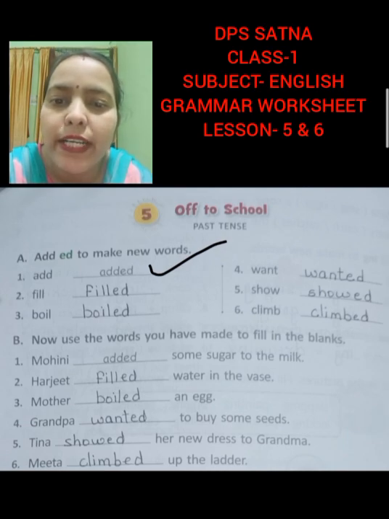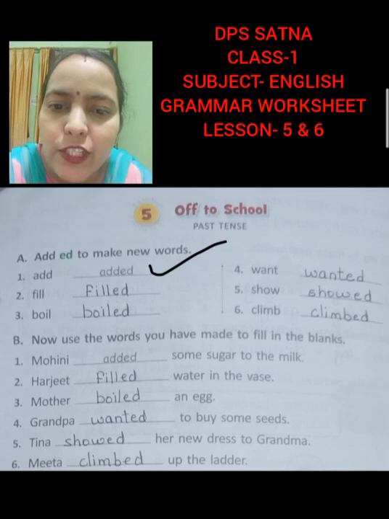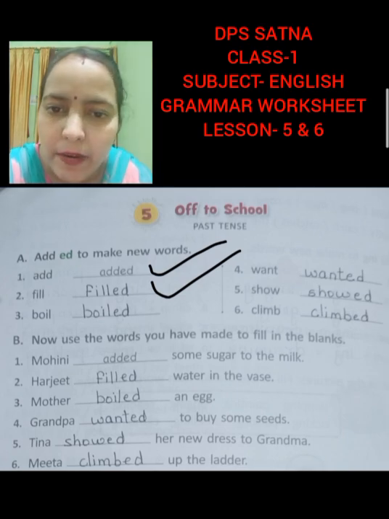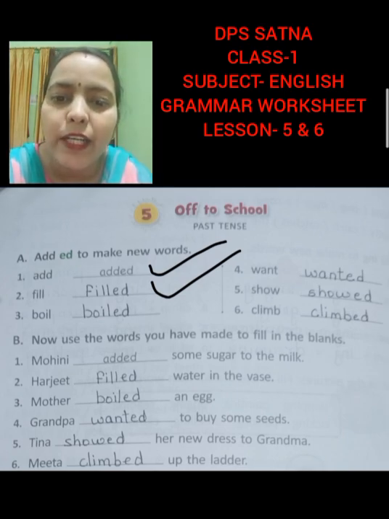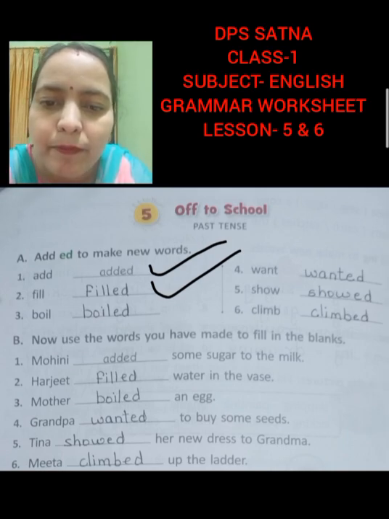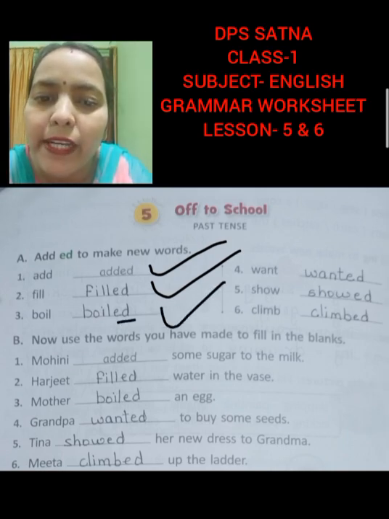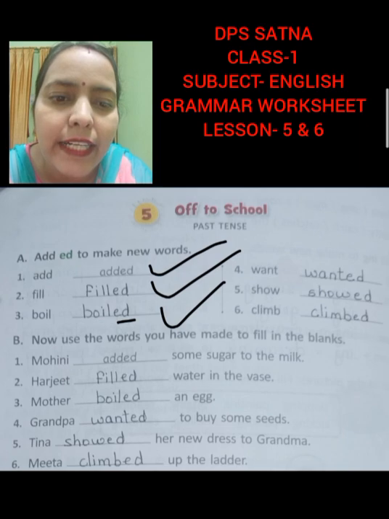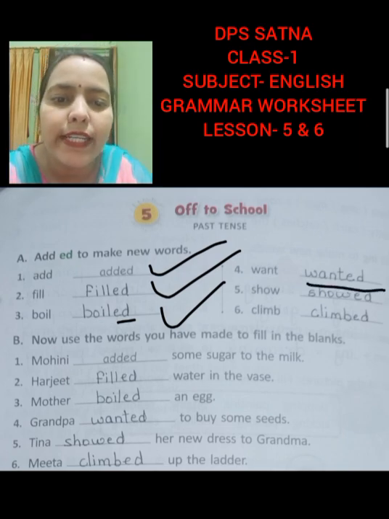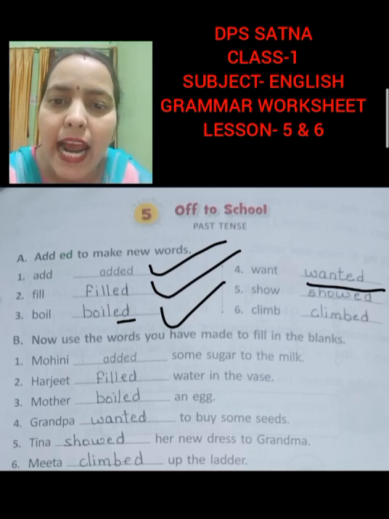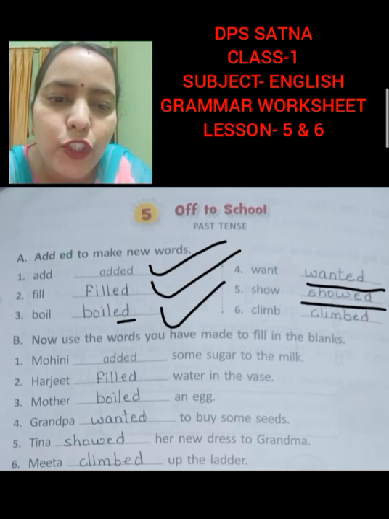Now the second word is fill. Now if we will add ed on it, it will be filled. So what you have to do, you have to copy the same word and you have to add ed on it at the last. Now the third one is boil, and when we will add ed on it, it will become boiled. Now the fourth one, want, and when we add ed on it, it becomes wanted. The fifth word is show, and we will copy the same word and add ed on it, it becomes showed.